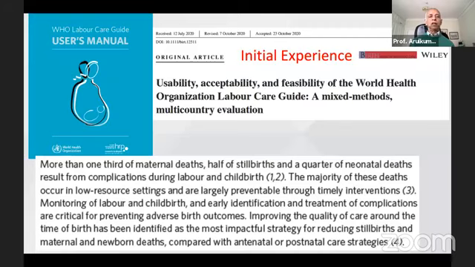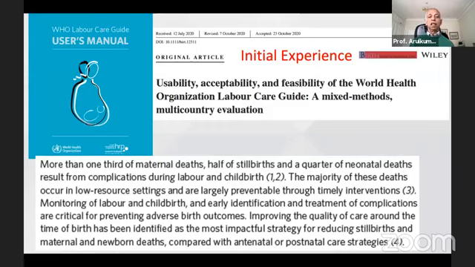The reason they have come out with this urgently is because of this. I will read it out. More than one third of maternal deaths, half of stillbirths, and a quarter of neonatal deaths result from complications during labor and childbirth. The majority of these occur in low-resource settings and are largely preventable through timely intervention. Monitoring of labor and childbirth and early identification and treatment of complications are critical for preventing adverse birth outcomes. Improving the quality of care at the time of birth has been identified as the most impactful strategy for reducing stillbirths and maternal and newborn deaths, compared to antenatal and postnatal care strategies.